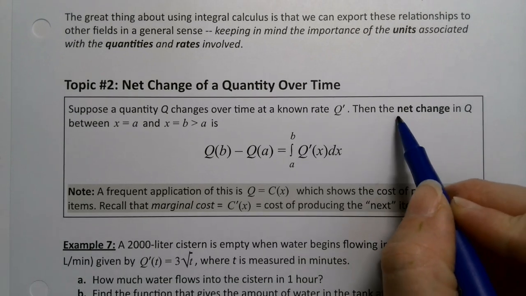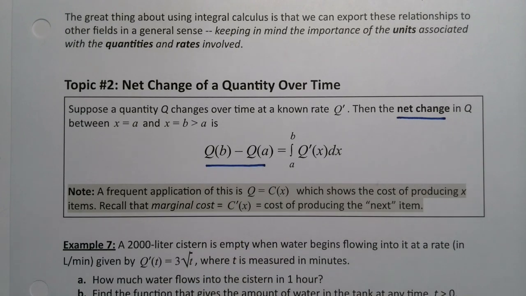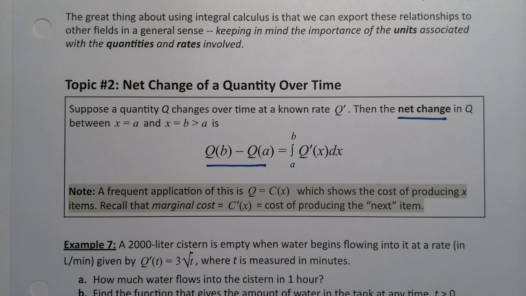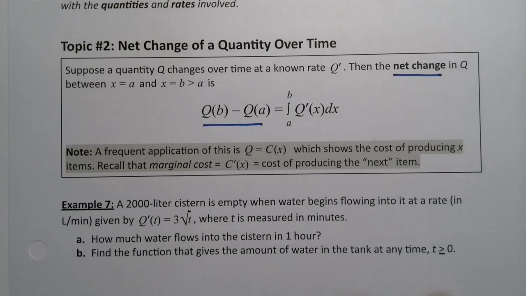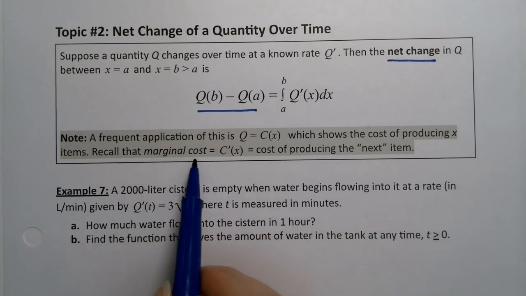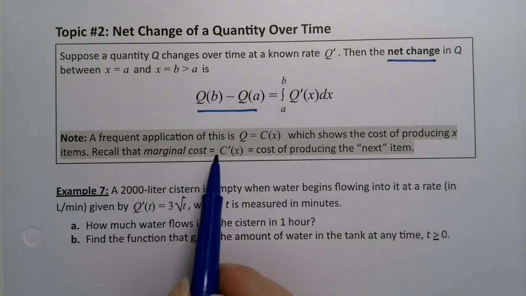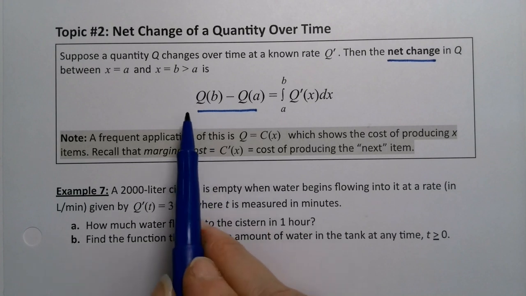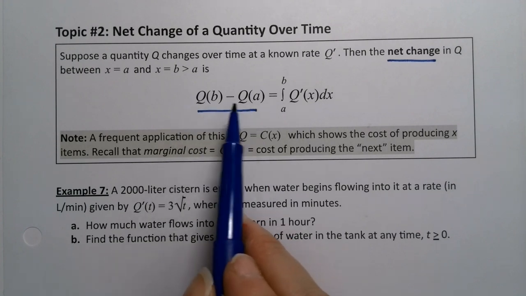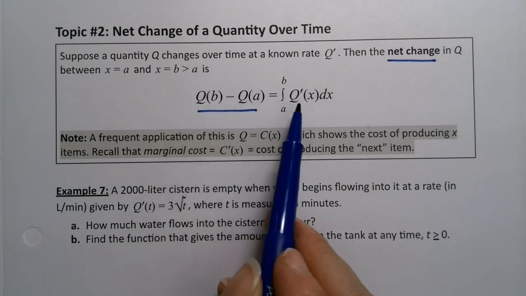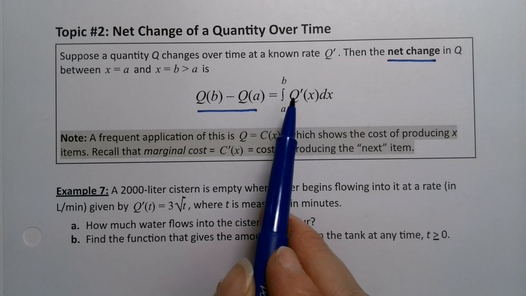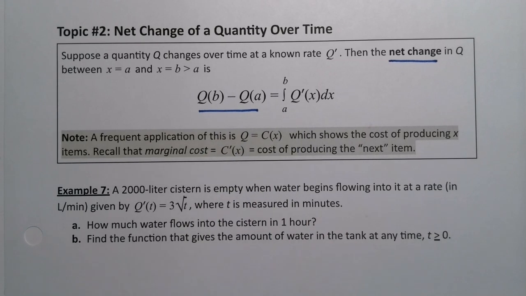So the net change in that quantity, right there. Now, a frequent application of this is cost, but it's not the only application. There are infinitely many applications, but a frequent one is cost. Now, keep in mind that marginal cost is the derivative of cost. So if you wanted to know the net change in cost over time, you would need to know the rate of change, i.e. the marginal cost, and then this would work. So that's another item for you to keep track of.